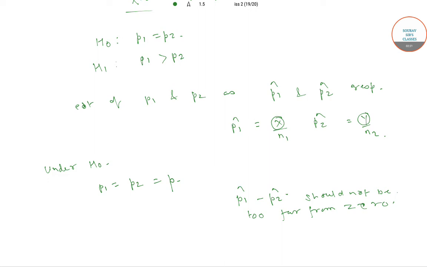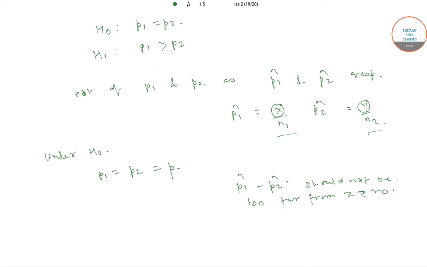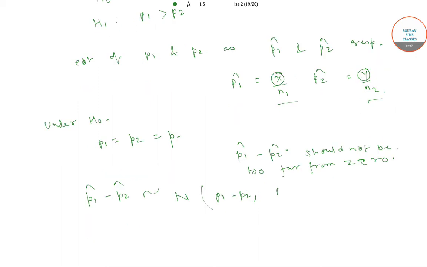Also, when n1 and n2 are sufficiently large, then p1 cap minus p2 cap would follow a normal distribution with mean p1 minus p2 and variance p1 q1 by n1 plus p2 q2 by n2, where qi equals 1 minus pi, where i is 1 and 2.